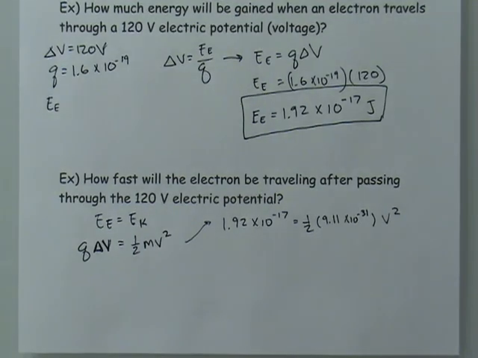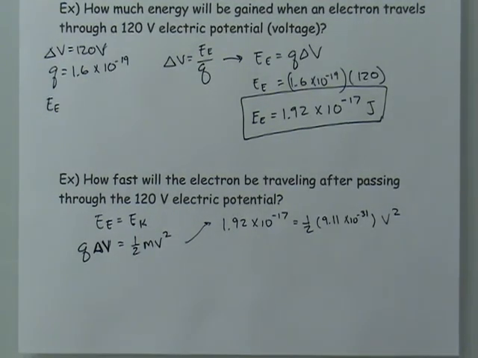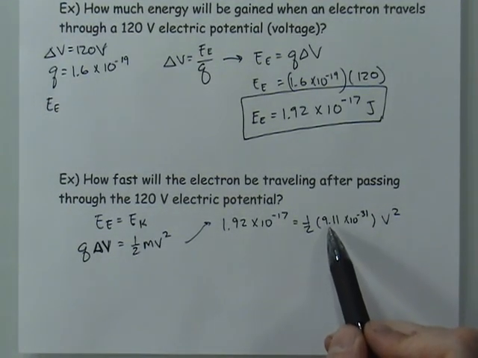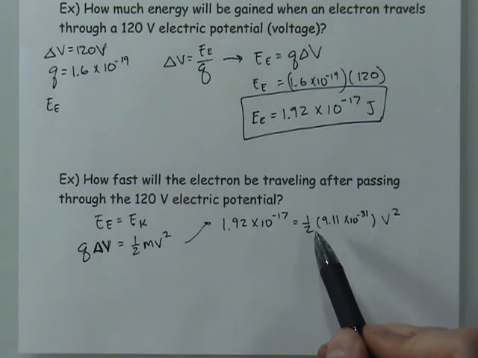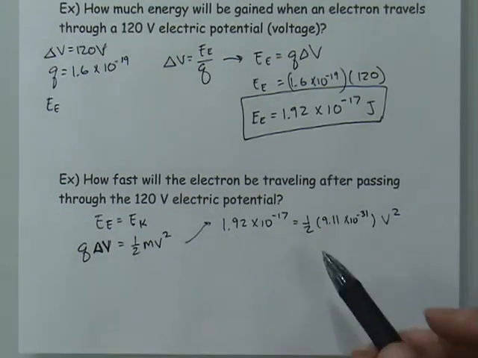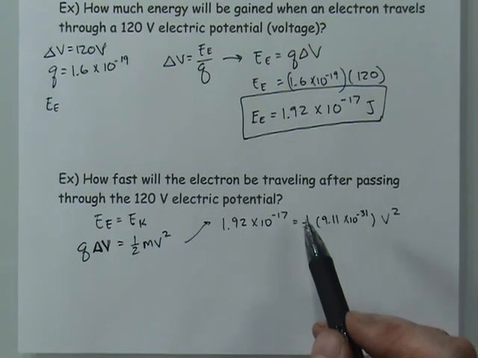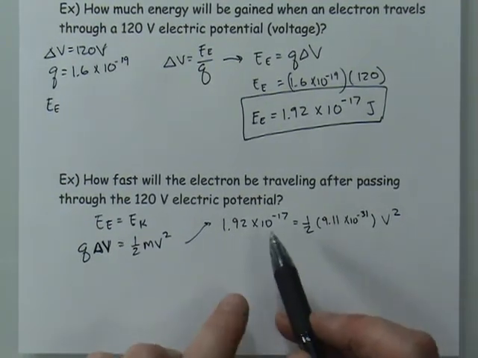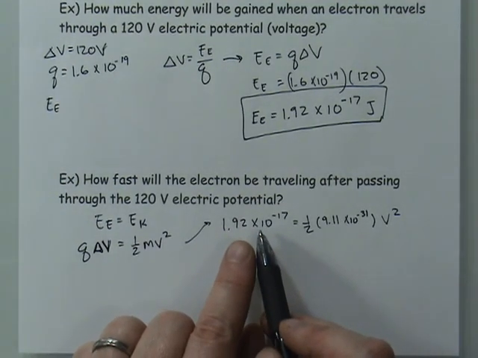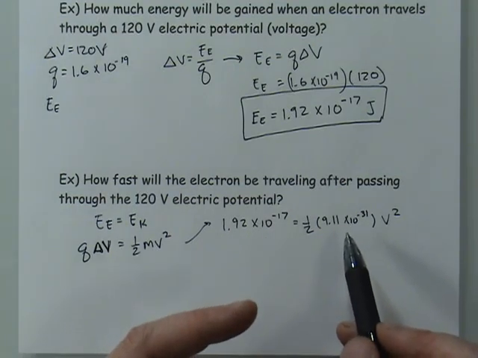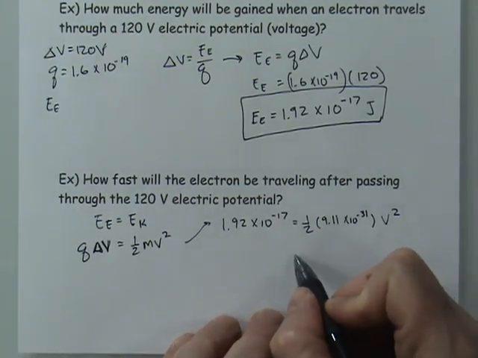That is a mind-bogglingly small number. That is really hard to put into perspective. If I move this decimal place 31 places to the left, that'll give you an idea of just how small of a number this is. Electrons are teeny tiny little guys. So even though this is a very small amount of energy, electrons are so small that you're going to find that this really is a huge amount of energy.